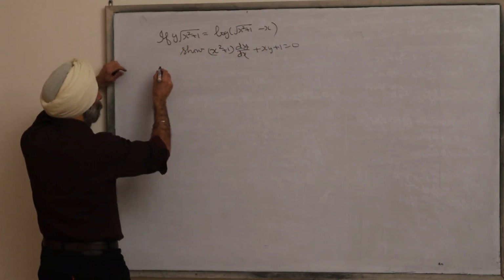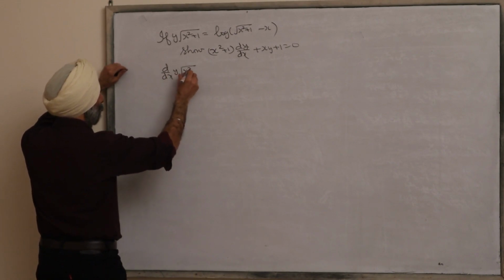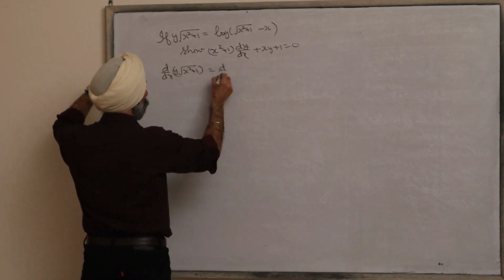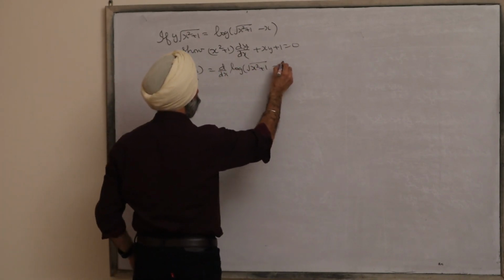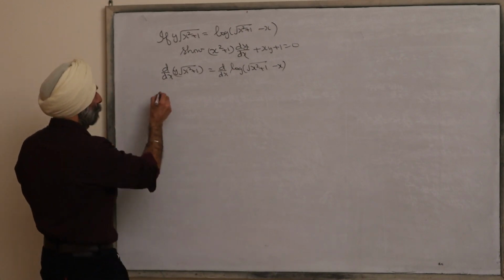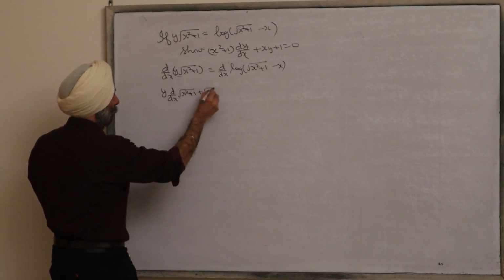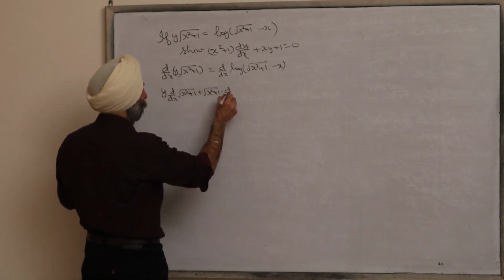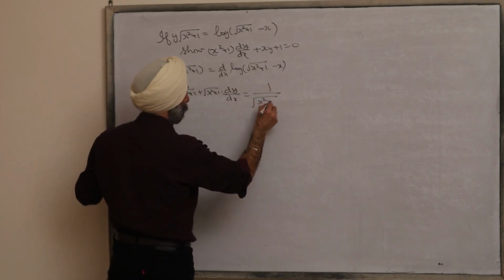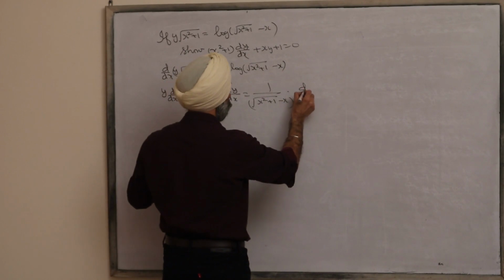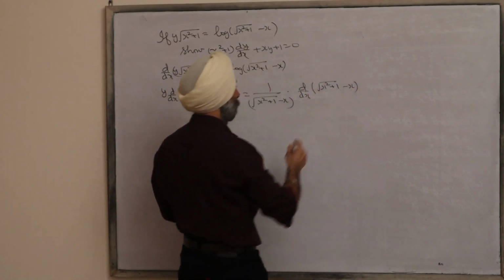So straight we differentiate this. So it is d over dx of y into under root of x² plus 1 is equal to d over dx of log of under root of x² plus 1 minus x. So first function into the differential of second plus second function into the differential of first is equal to 1 over (under root of x² plus 1 minus x) into d over dx of (under root of x² plus 1 minus x).